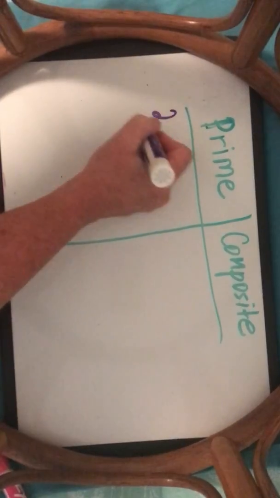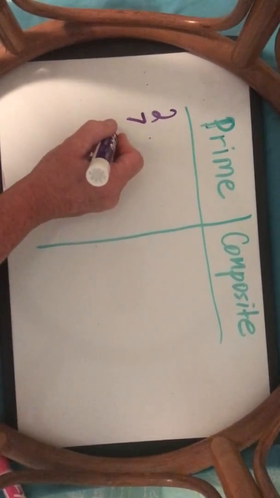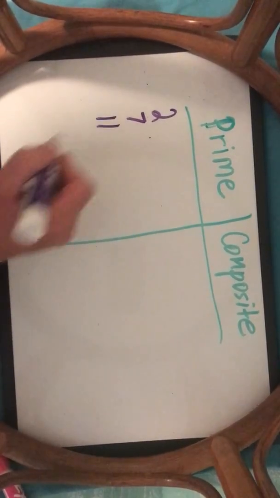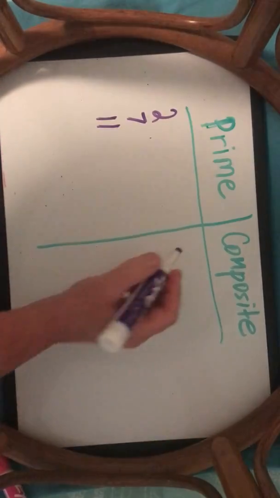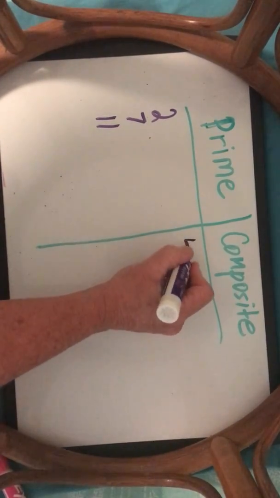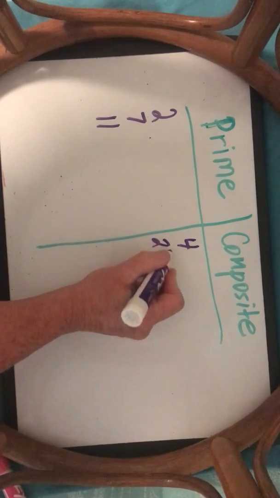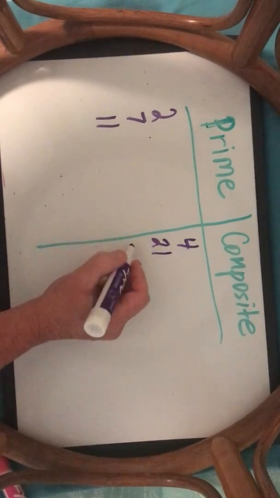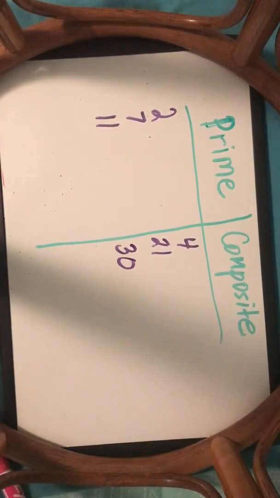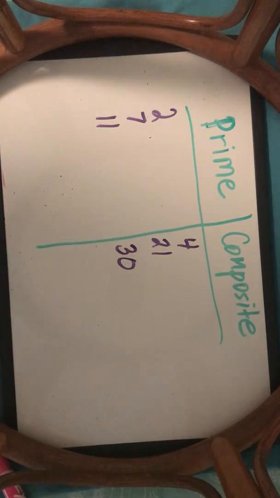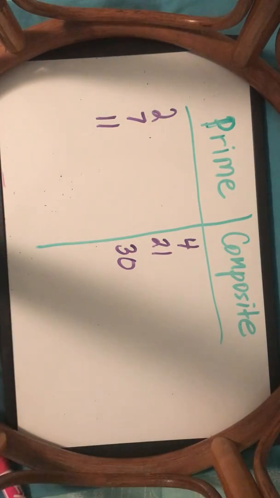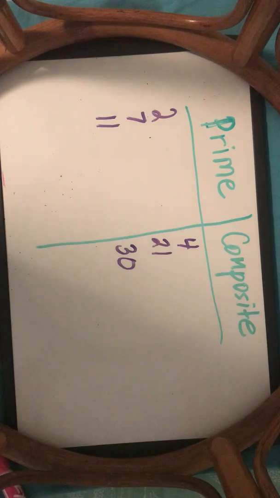Okay, a prime number. Okay, 2 is prime. 7 is prime. 11 is prime. Okay, composite numbers. 4 is composite. 21 is composite. 30 is composite. Okay, so we need to look at these numbers. Why are some of them prime and why are some of them composite? What we want to look at is the factors.